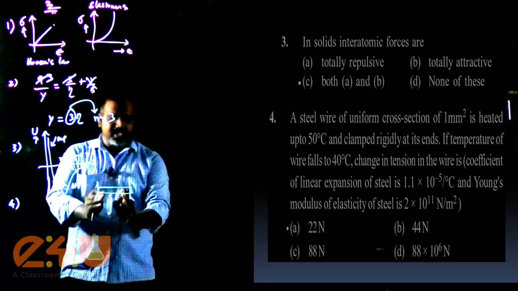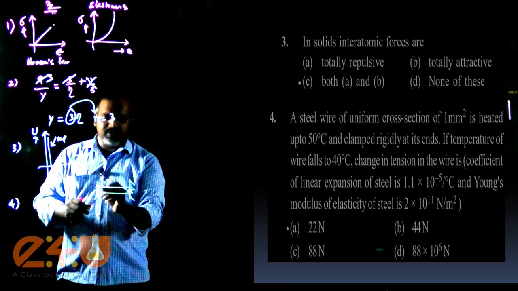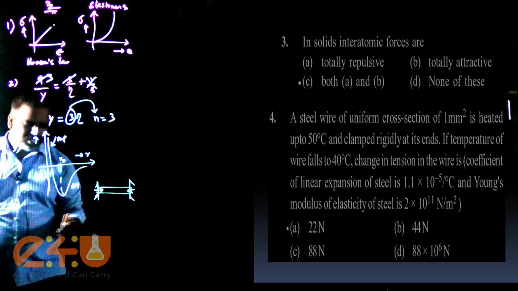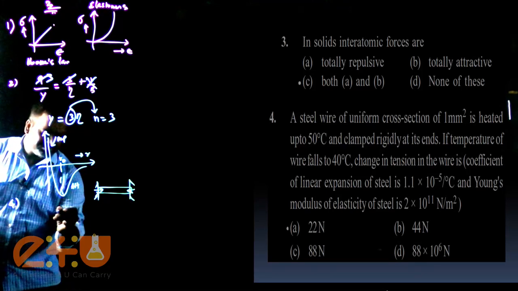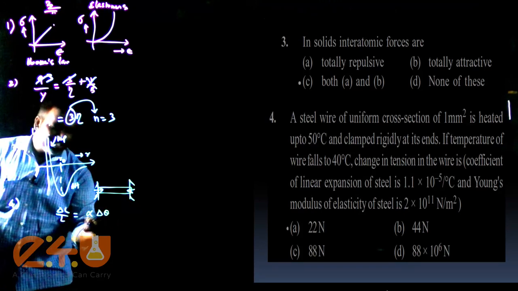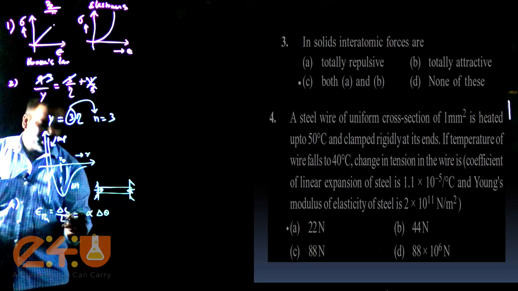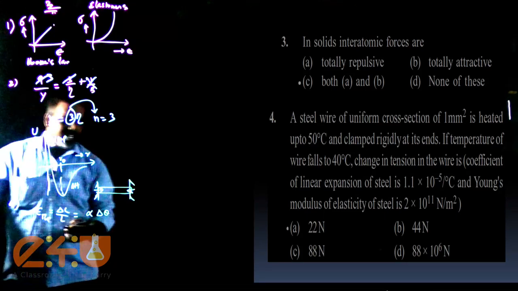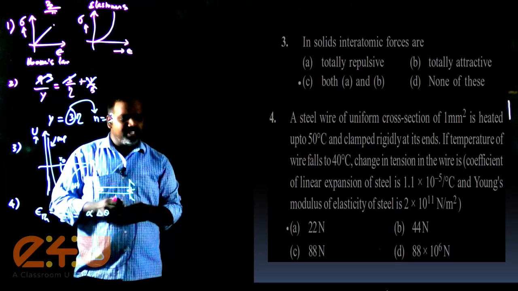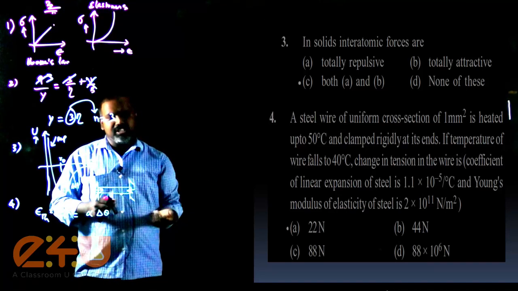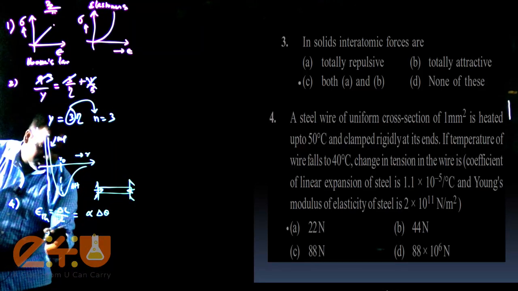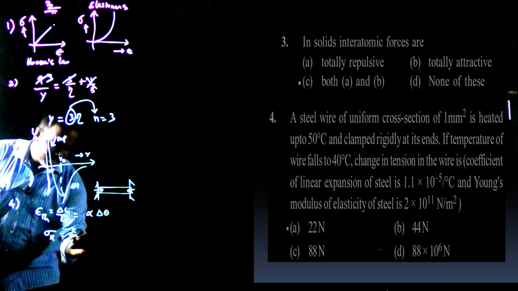Whenever it tries to expand, a restoring force will act on the rod. There we discussed thermal stress. We know that delta L by L equals alpha into delta theta. This is the thermal strain we discussed. Now, what we are asking is: if the temperature falls to 40 degrees, what is the change in tension in the wire? That means we have to find the force. From thermal stress, sigma th equals force by area.